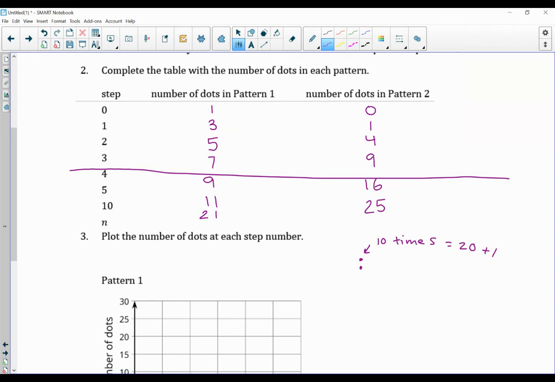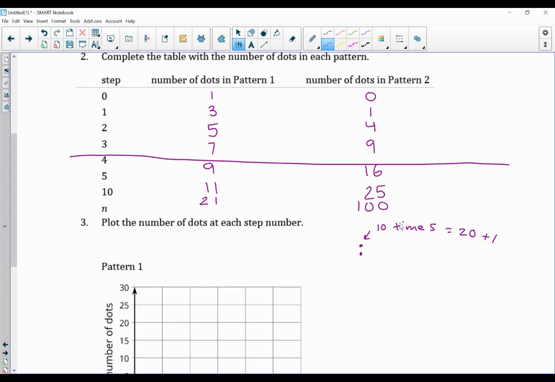Over here, we know that it's a 10 by 10 array, so we know that it's going to be 100. 10 times 10 is 100. But now it's asking us for this variable n. How can we find what's happening in the nth step?